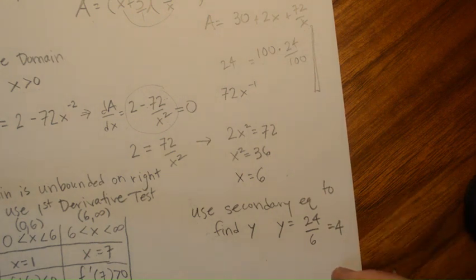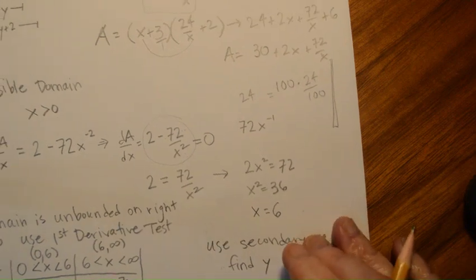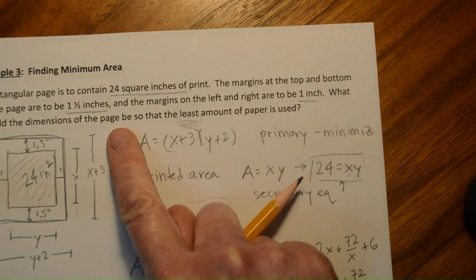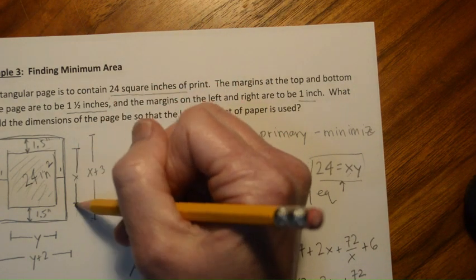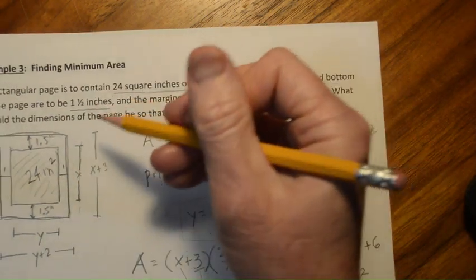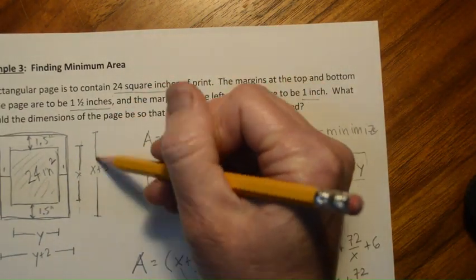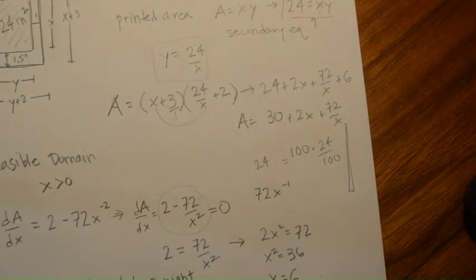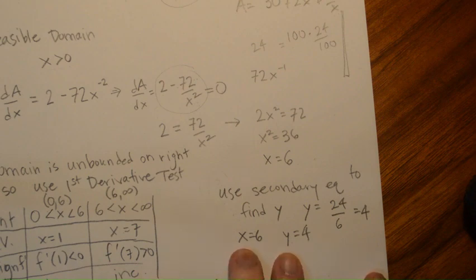Okay. Then we have to go back and make sure we answer the question. What should the dimensions of the page be? And again, this is not the page, that's just the print region. So we need to find this amount right here. We know that x is 6 and y is 4.